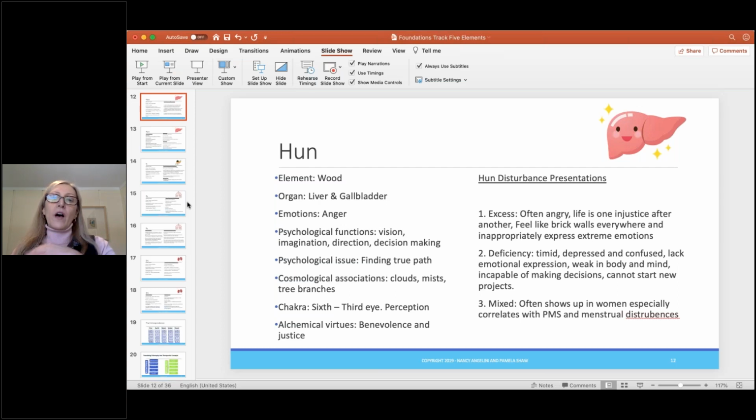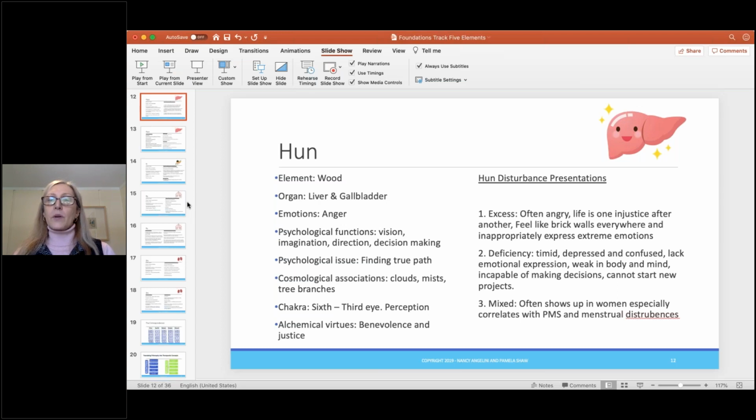So when the Hun is disturbed, this is what it kind of looks like. The person is angry. There's one injustice after another, right? They feel like there's brick walls everywhere. I can't get anywhere with anyone, right? There's so much unfairness. This person's always unfair to me. I'm subordinate to them, and they're just not fair to me. And there's injustice everywhere. There's people taking advantage of animals and people taking advantage of the earth. And I'm angry about it and upset about it, and I feel like I can't get anywhere with that.